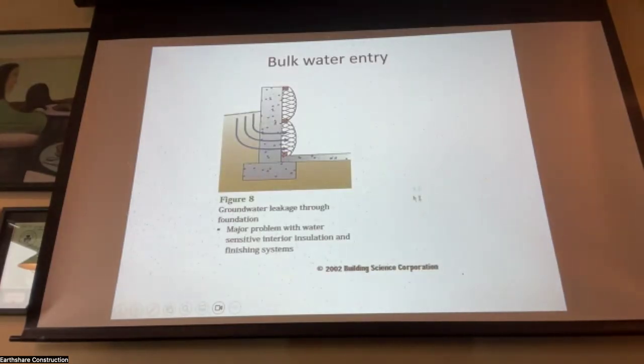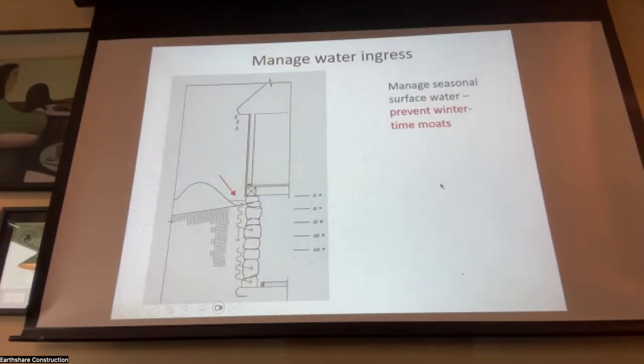Okay, so groundwater in through the foundation. This is the building science drawing. And this is more by diffusion, although if you don't have a good water stop at this joint, the water can come in and get up onto the slab. And we'll talk about water stopping.